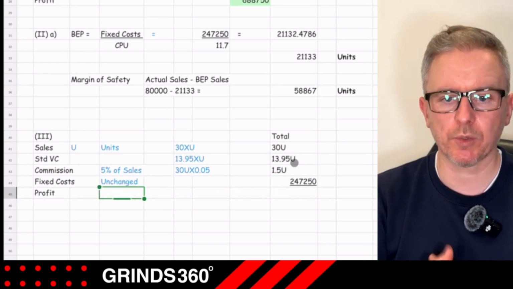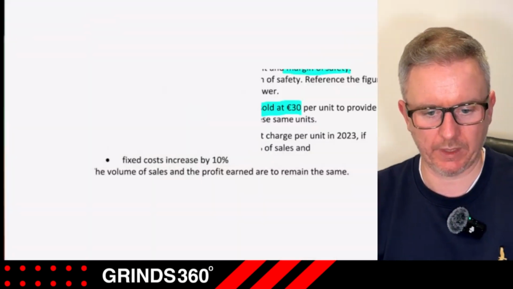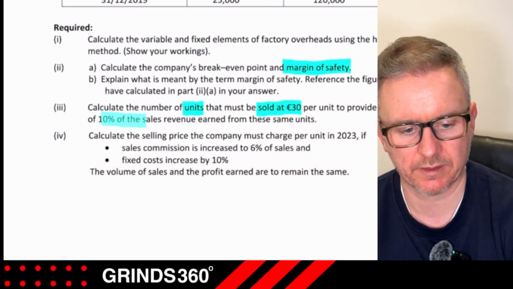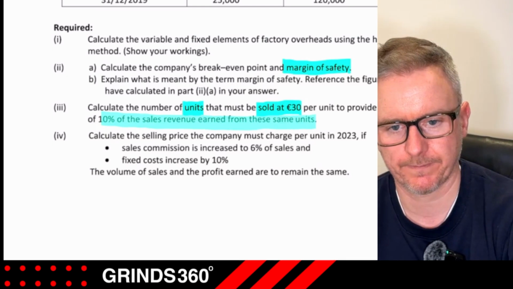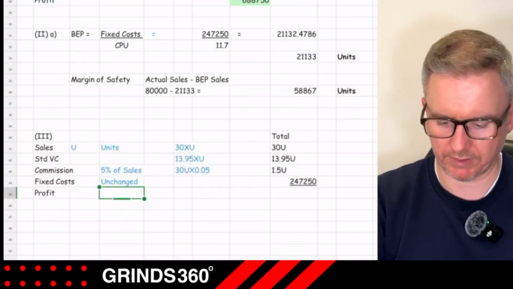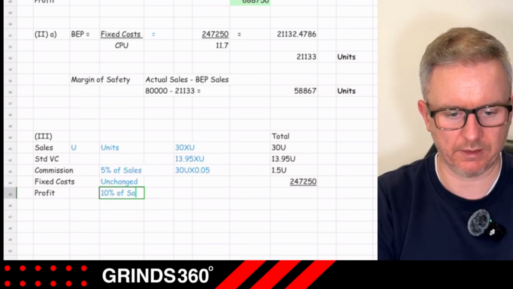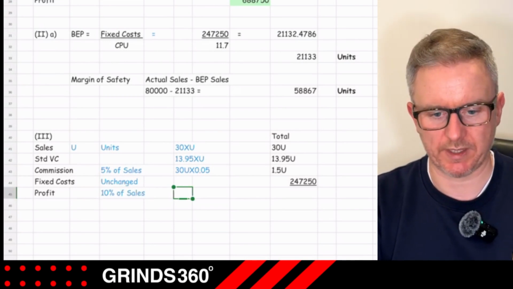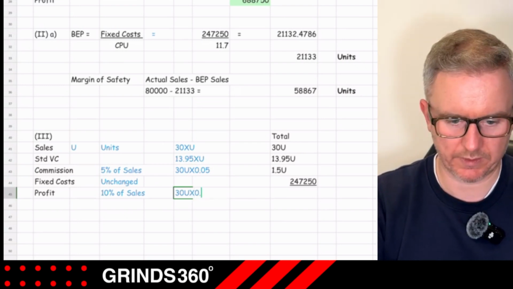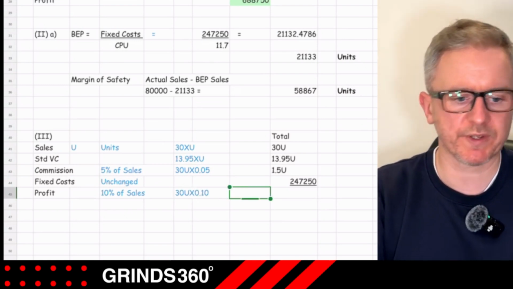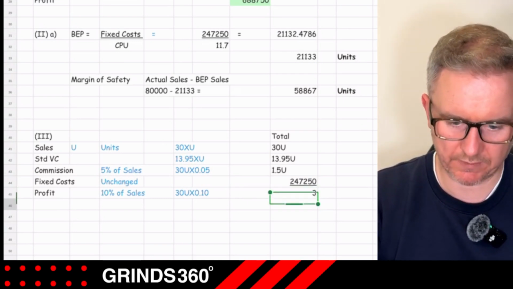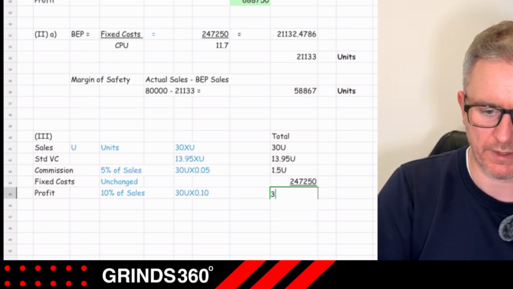Now look at what they said about the profit. My profit figure was to be 10% of the sales revenue earned. So I get that written down: 10% of sales. What is my sales figure? It's 30U multiplied by 0.10, so 10% of 30U. Take your 30, get 10% of it, that's 3, and don't forget the U. So 3U.